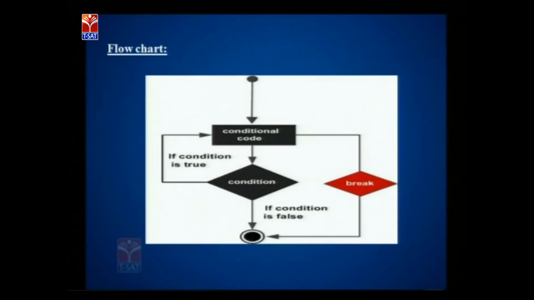And now speaking about the flowchart of the jump statement, here a conditional code will be given. After the conditional code, a condition will be expressed and evaluated. If that condition is true, then it goes to the conditional code and repeats again and again. If we provide a break statement in between the loop, then it breaks out of the loop, and when the condition is false, it comes out of the loop. As we have said, it resumes with the statement after that.